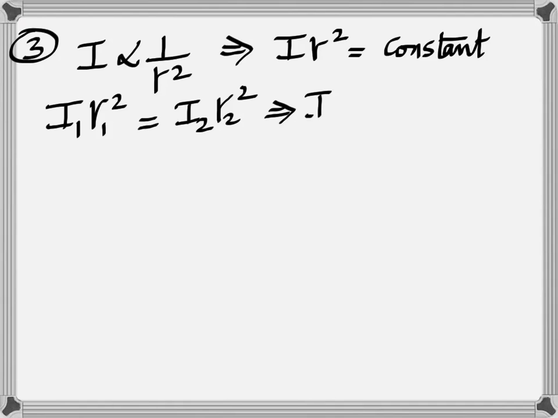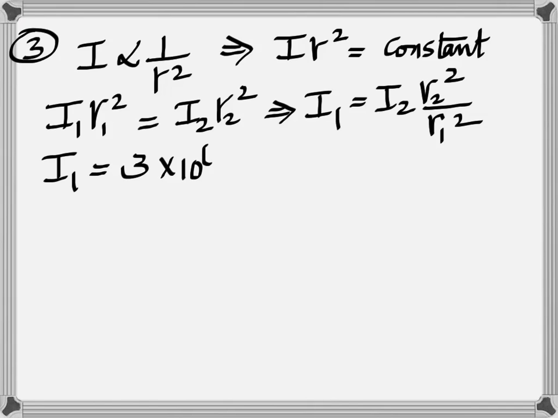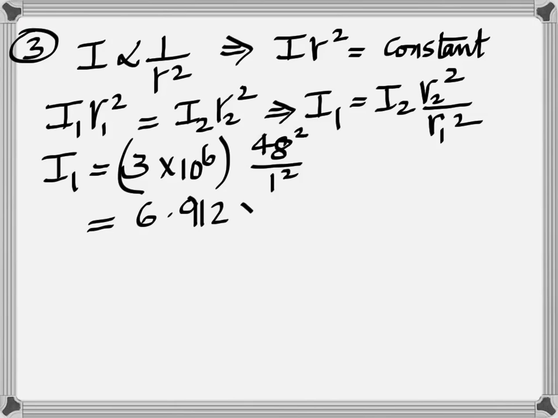So you've got to find I1. I2 is given. Do you have to change kilometers into meters in this case? No, because it's just a ratio, isn't it? As long as you have both in kilometers, that's fine. And you get the answer.